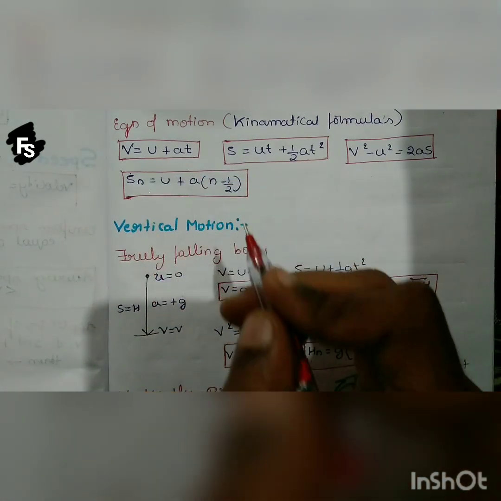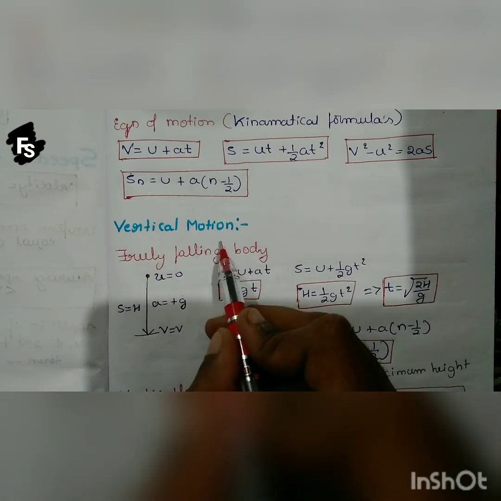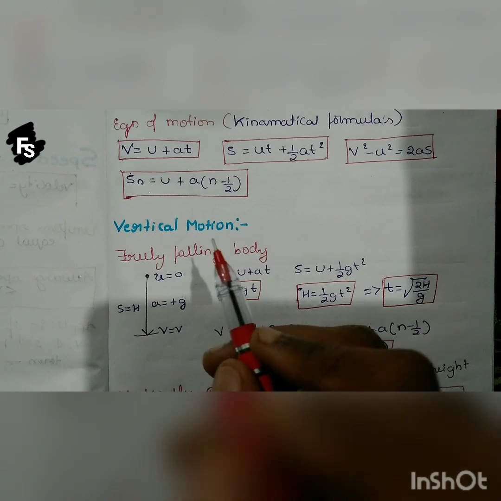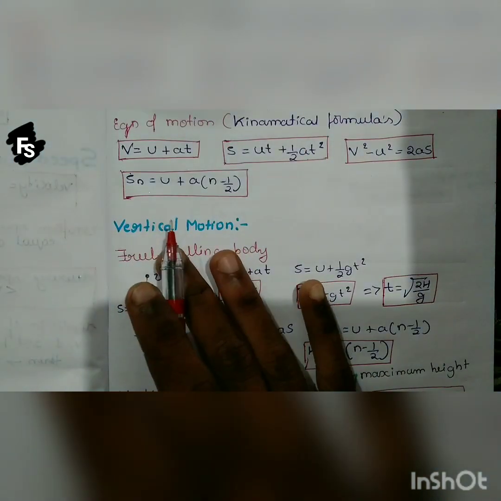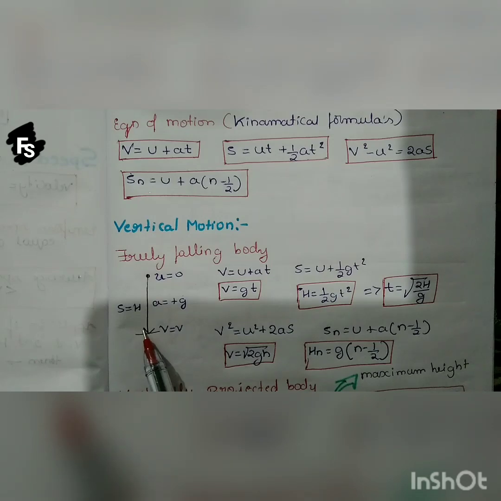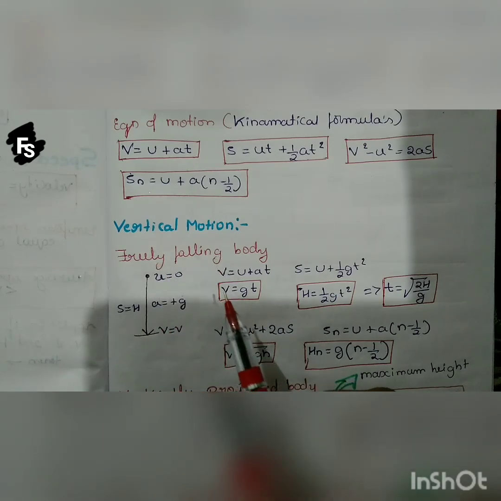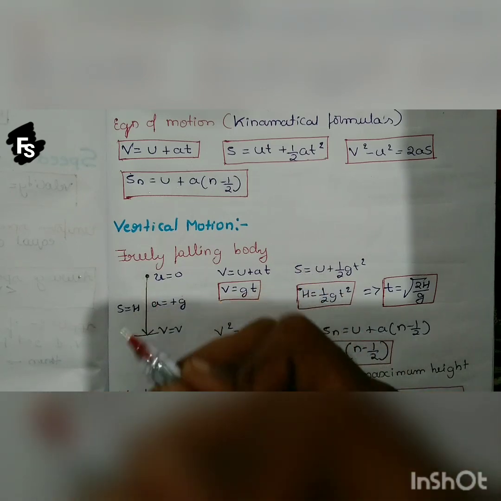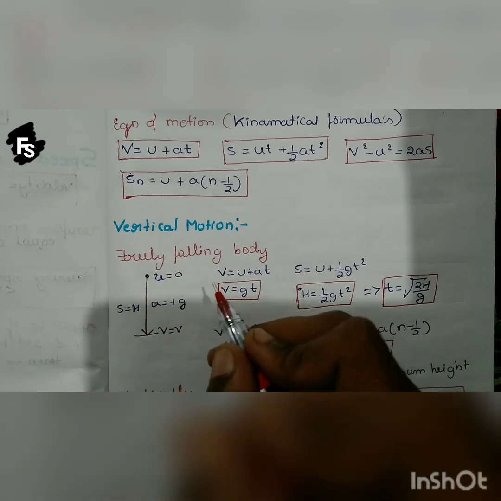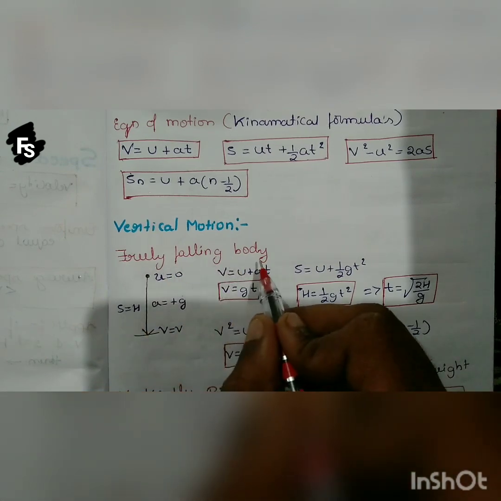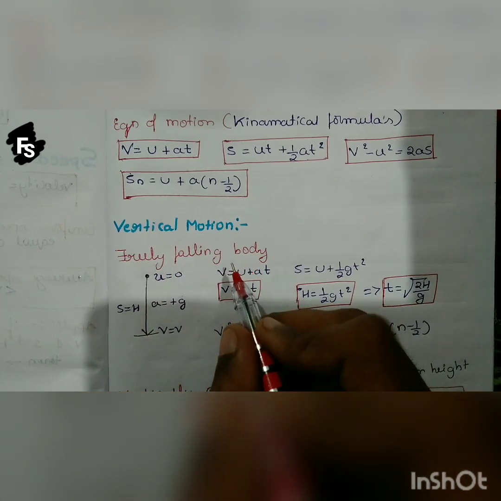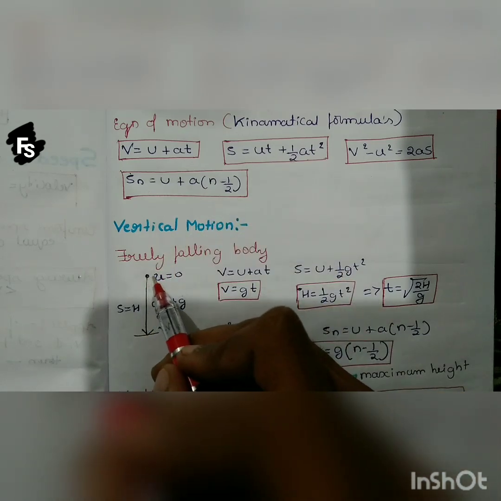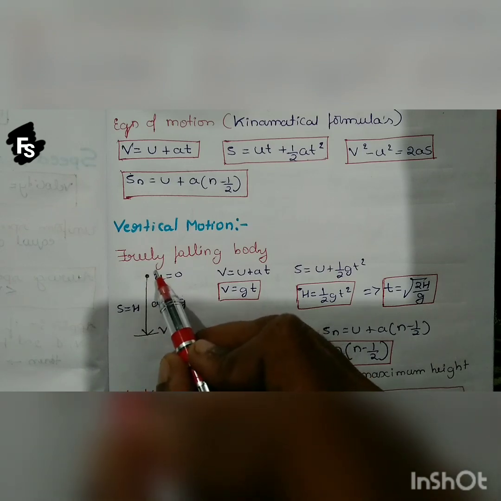Okay. Then we move on to vertical motion. What is vertical motion? The body moving in a straight line from up to down is known as vertical motion, or moving from downward to upward is also known as vertical motion. Then we move on to freely falling body. What is a freely falling body? A body released from the top of a tower is known as a freely falling body.